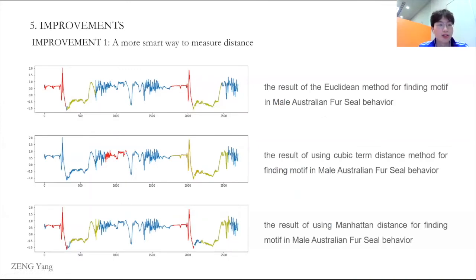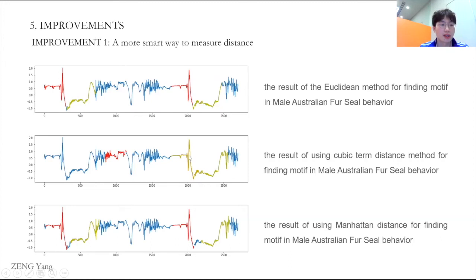So in the last section, we used Euclidean distance in the semantic motif finder algorithm. Now we try to compare different distance measurement methods. The first figure is the result of the Euclidean method for finding motifs in male Australian fur seal behavior. The second is the result of using the cubic term distance method. And the last one is using Manhattan distance. We see that there is a slight incorrect term at the tail of the suffix, and this is the original method.